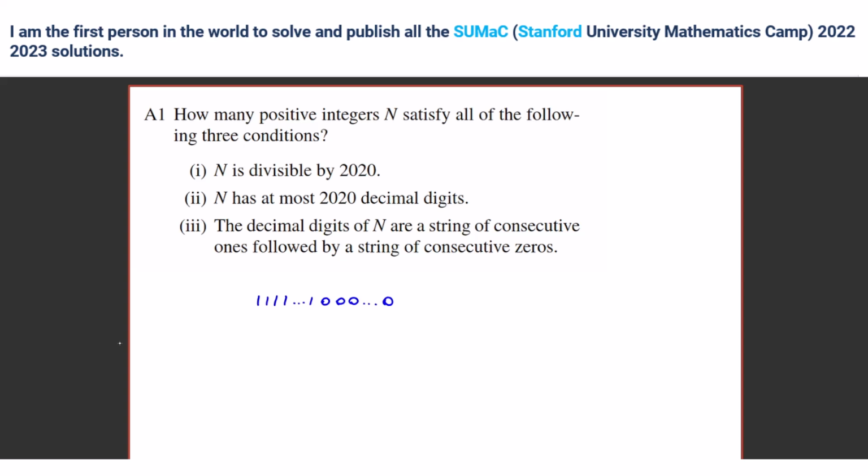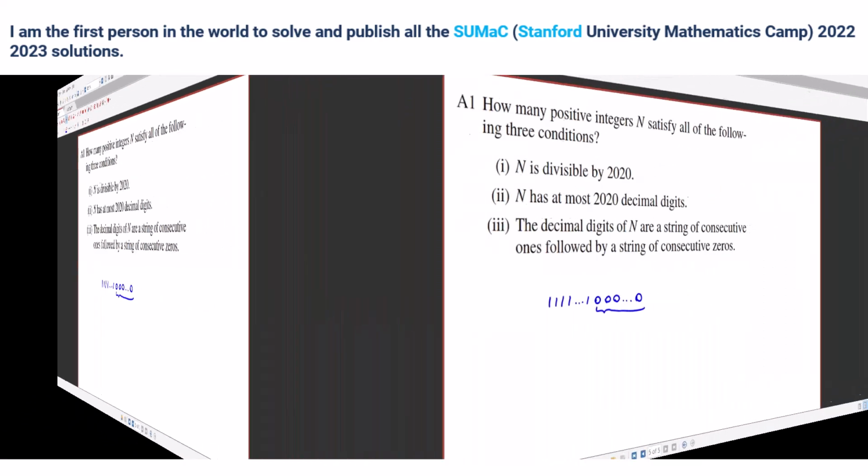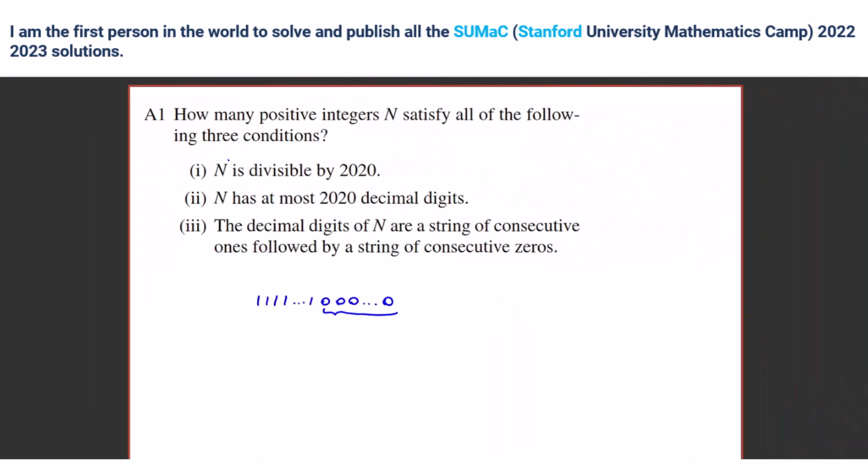Yes. Okay. So can you tell me how many zeros we need at least? Look, pay attention. This number should be a multiple of 20, right? Yes, sir. So because it is a multiple of 20, how many zeros? Because from the third condition, we have some number of ones, then some number of zeros, right? So the number of zeros is at least what?